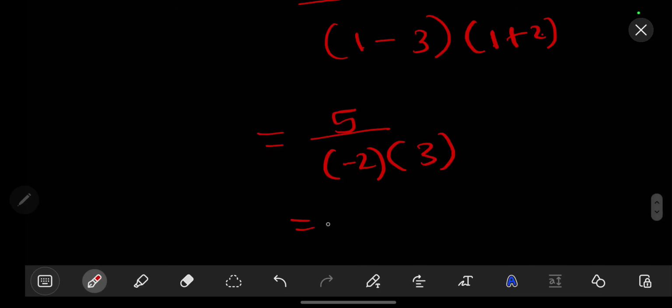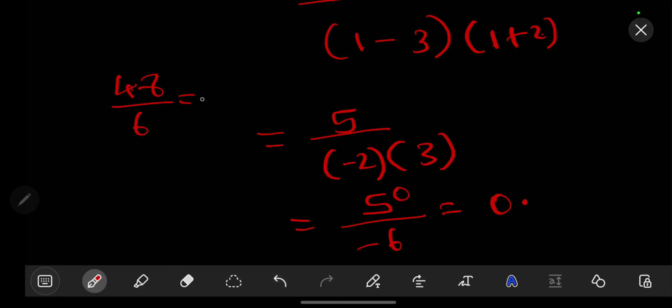So what we have is 5 over negative 6, which is approximately equal to 0. When we add a 0 here, the closest number to 50 is 48, and 6 enters 48 8 times. So we are going to just approximate it to be 0.8, remainder is 2. We add a 0, we are going to have 20 divided by 6, it will give us a 3 like that.